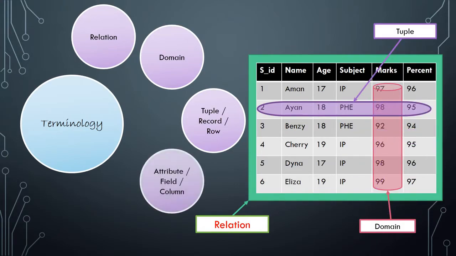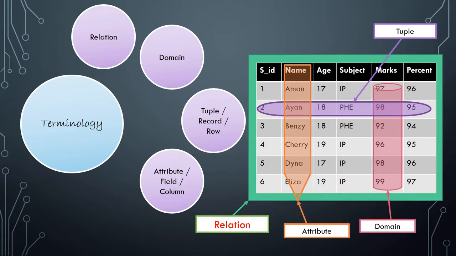Okay. Similarly, attribute, field and column. Column we say in Excel, field we also say in Access and Excel. In RDBMS, the vertical ones, which are columns and fields, are called attributes. A field or a column is known as attribute in RDBMS. So the vertical ones are considered as attributes in RDBMS.